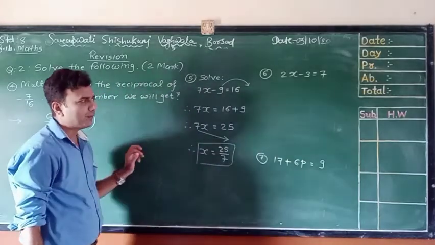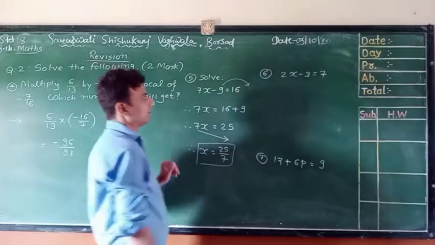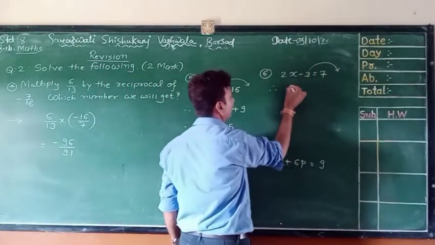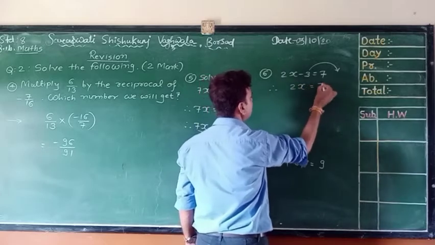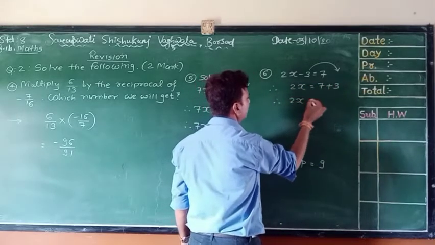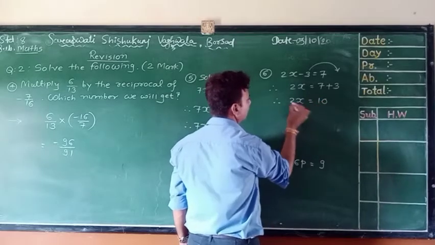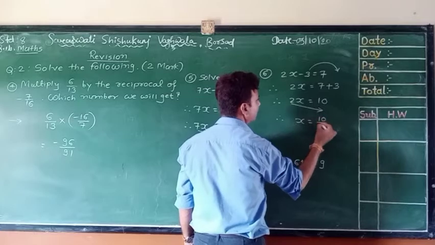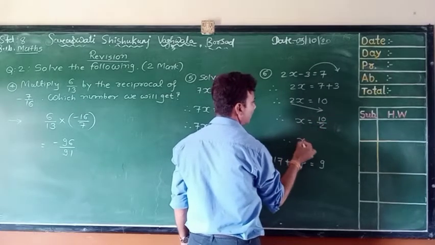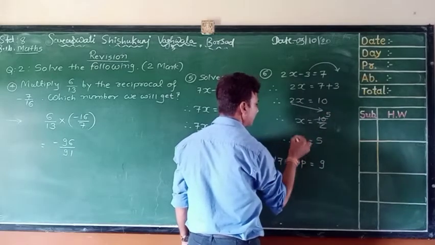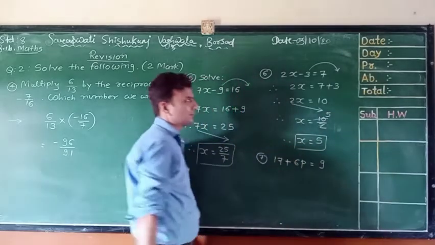Okay, is it clear, beta? Okay, good. Now same concept, minus 3 will go to the other side, so it will become plus. 2x equal to 7 plus 3, 10. 2 is going in downside, so x equal to 10 by 2. So x equal to 2 5s are 10. So 5 is the right answer.